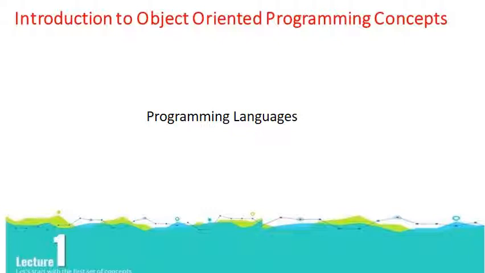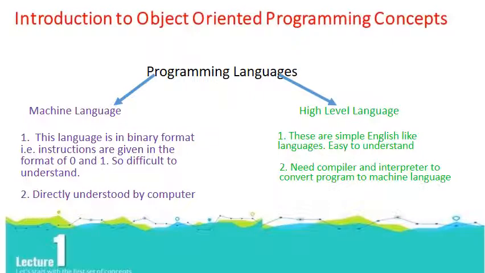Now, the programming languages are categorized into three categories: machine language, assembly language, and high level languages. Now, the machine level languages are in the binary format. They are difficult to understand by the programmer, whereas they are directly understood by the computer.